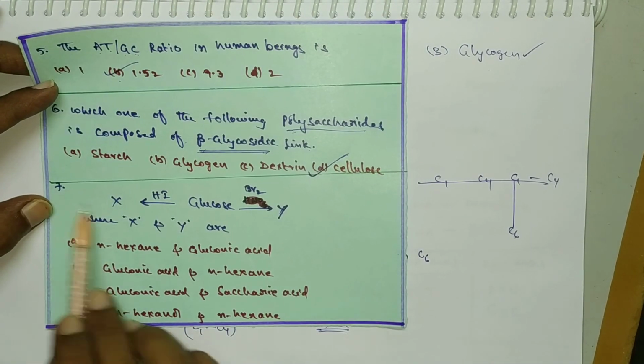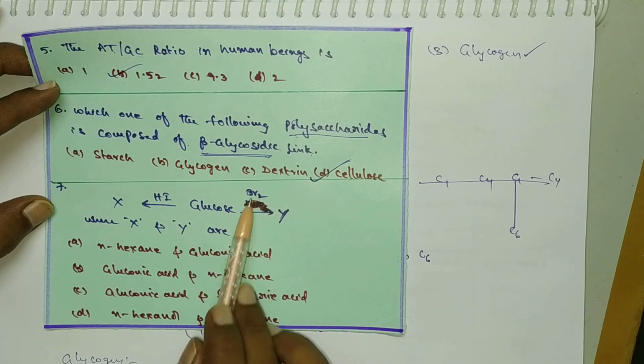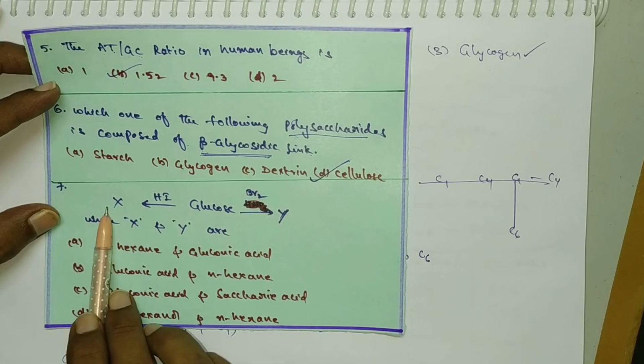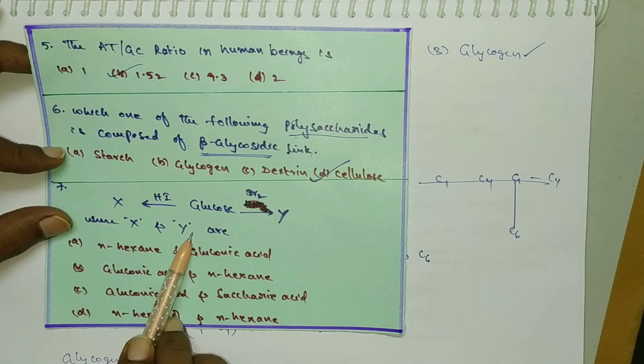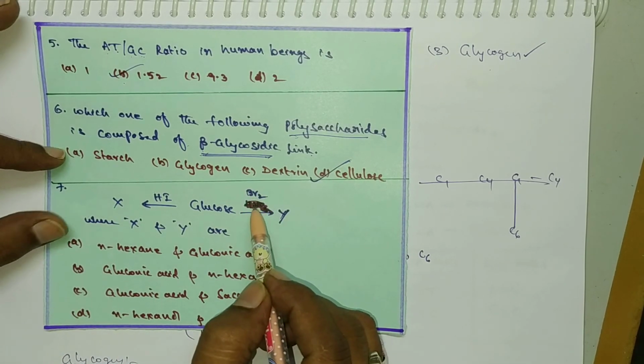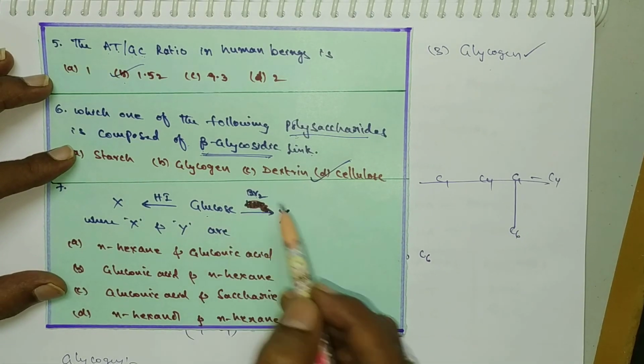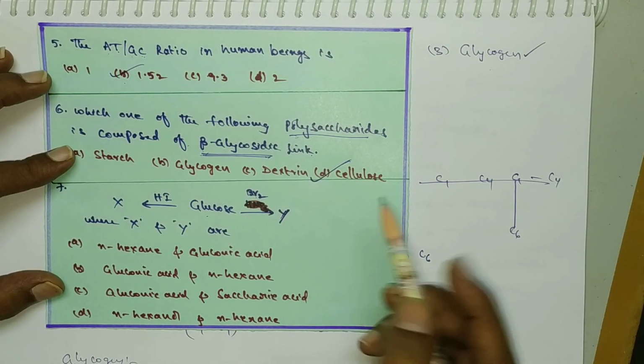And next one. So here glucose upon treatment with bromine water produces Y, whereas upon treatment with HI produces X. So what are X and Y? So here treatment with bromine water means this is a mild oxidizing agent. So glucose upon oxidation with a mild oxidizing agent produces gluconic acid.